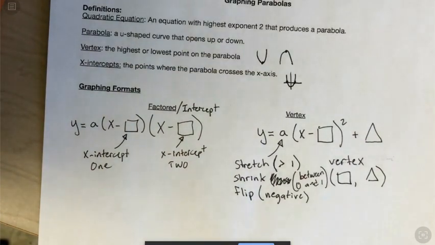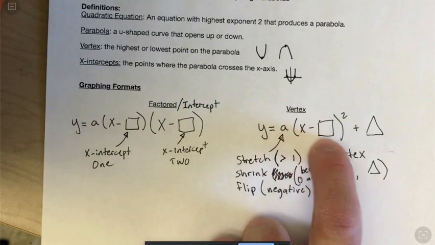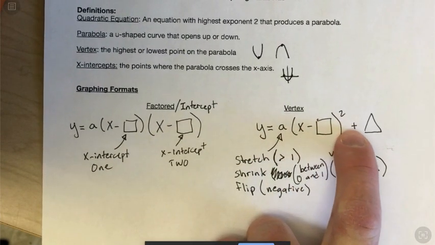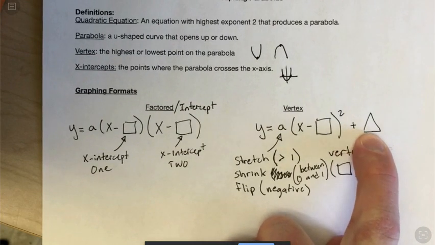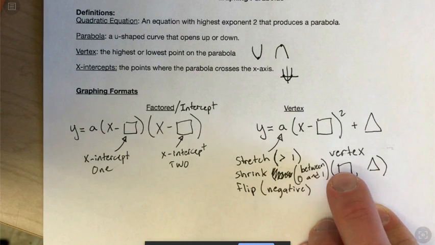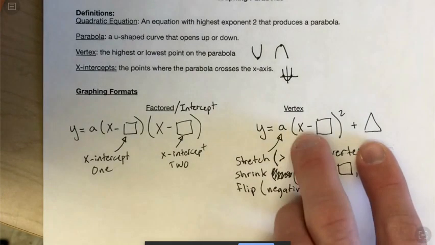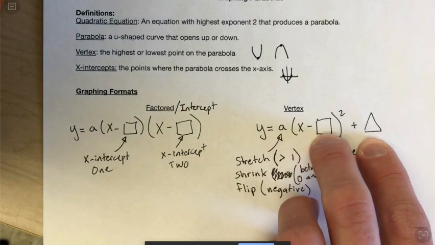The next piece is we've got to know formats. If I say y is equal to a times (x minus something) to the second power plus something, that something is the vertex. So think of the x value and y value of that highest or lowest point. That's going directly into this equation.